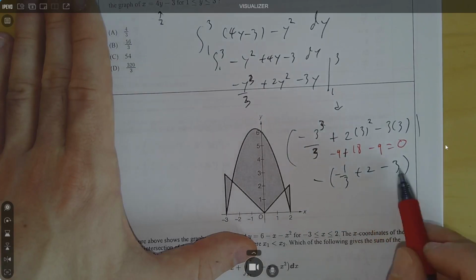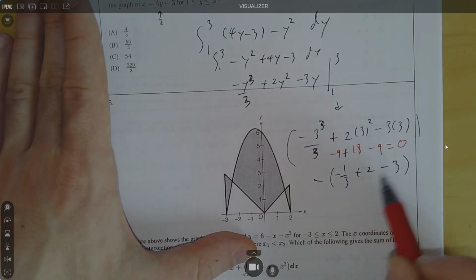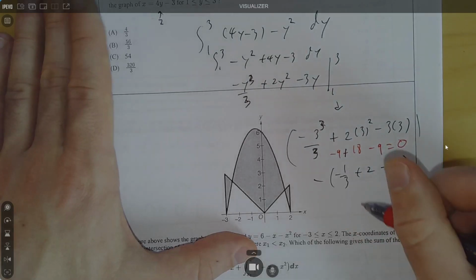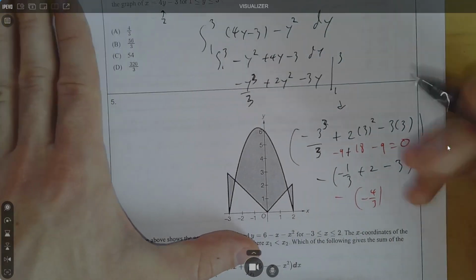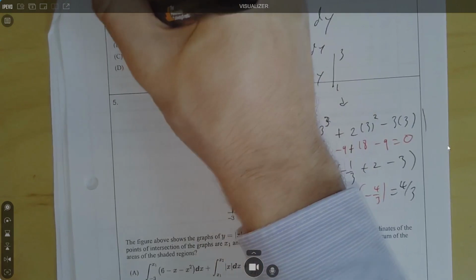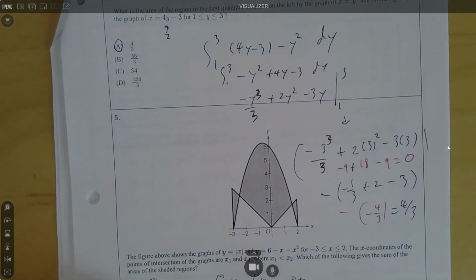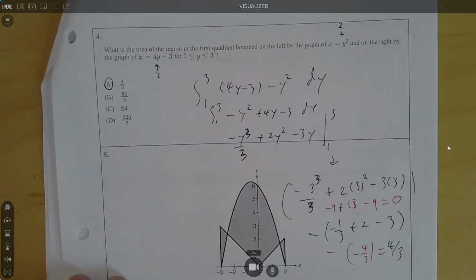Then down here, is it the same answer? It's 4/3 again. Look, it's 2 minus 3 is negative 1. Negative 1 minus, this is negative 4/3. So it's minus negative 4/3, so it's 4/3. This is 4/3. Okay, weird. It's the exact same answer as the other one. So yeah, if it's across the y-axis, nothing really changes when you're doing the setup.